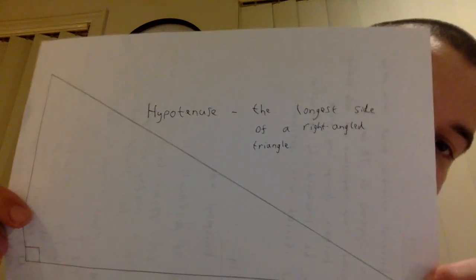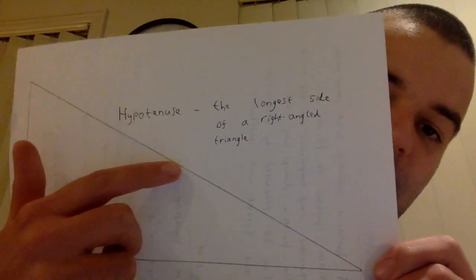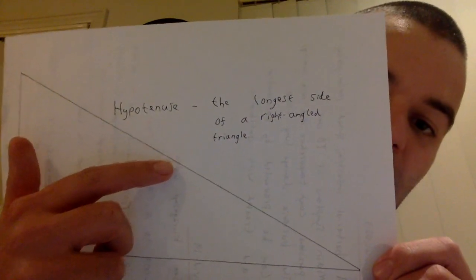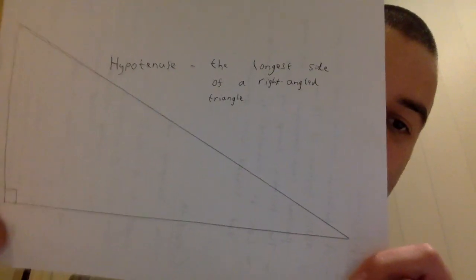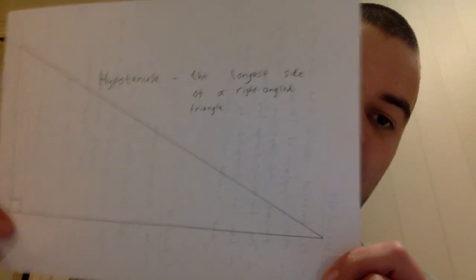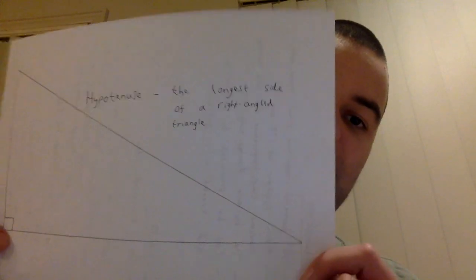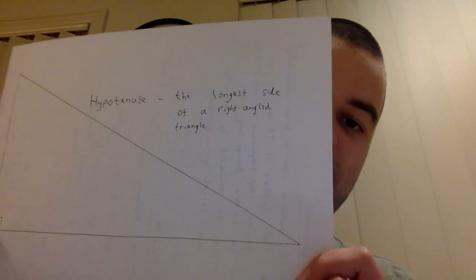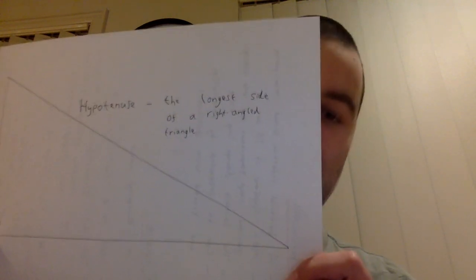So what I've got here is just to show you. The longest side of a right-angled triangle we call the hypotenuse, okay? On this diagram, that's this side here, the longest side of the triangle. You can see it's a right angle because it's got the little sign for a right angle in the bottom corner, so a 90-degree angle. The word hypotenuse just means the longest side of a right-angled triangle, and that's what we're trying to work out in Pythagoras, okay?